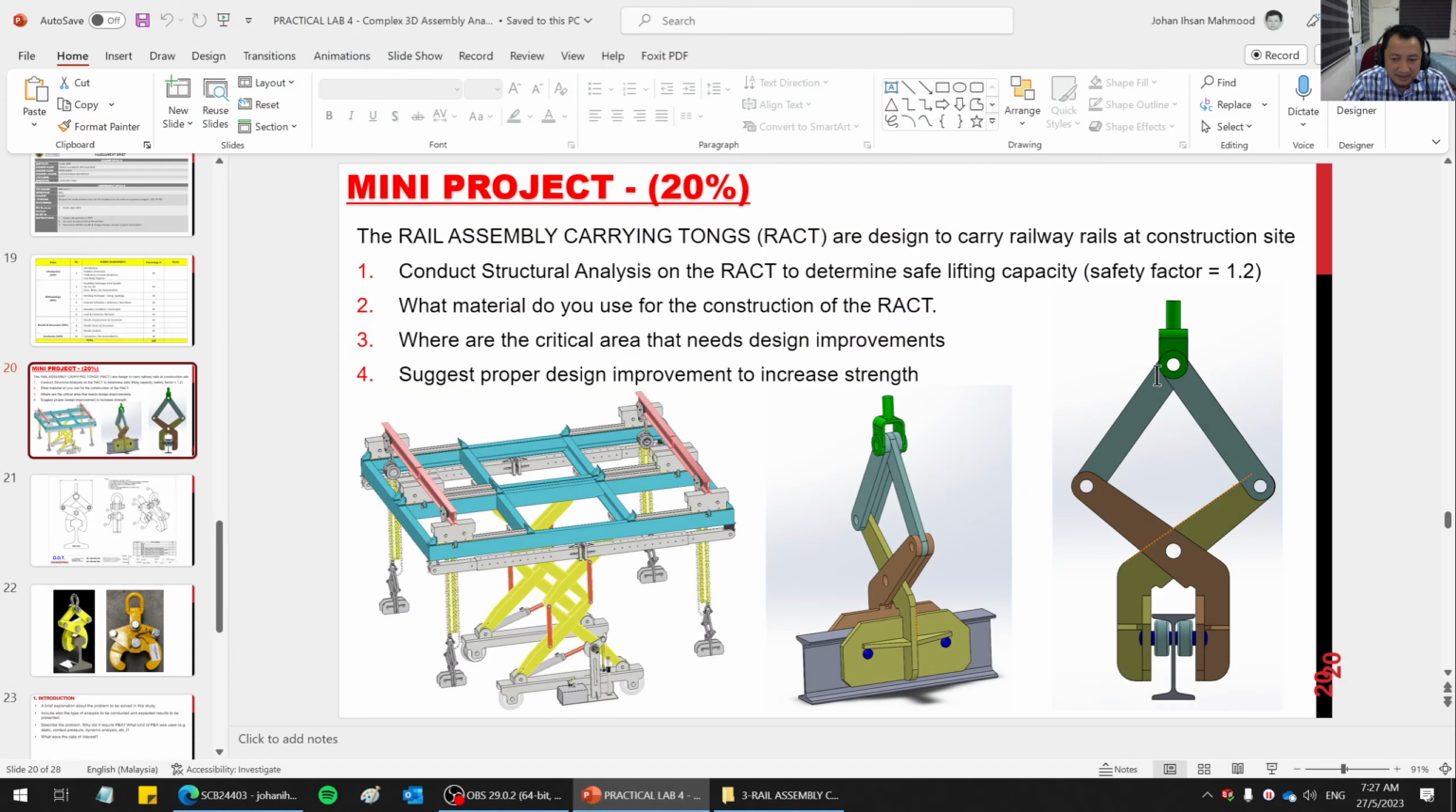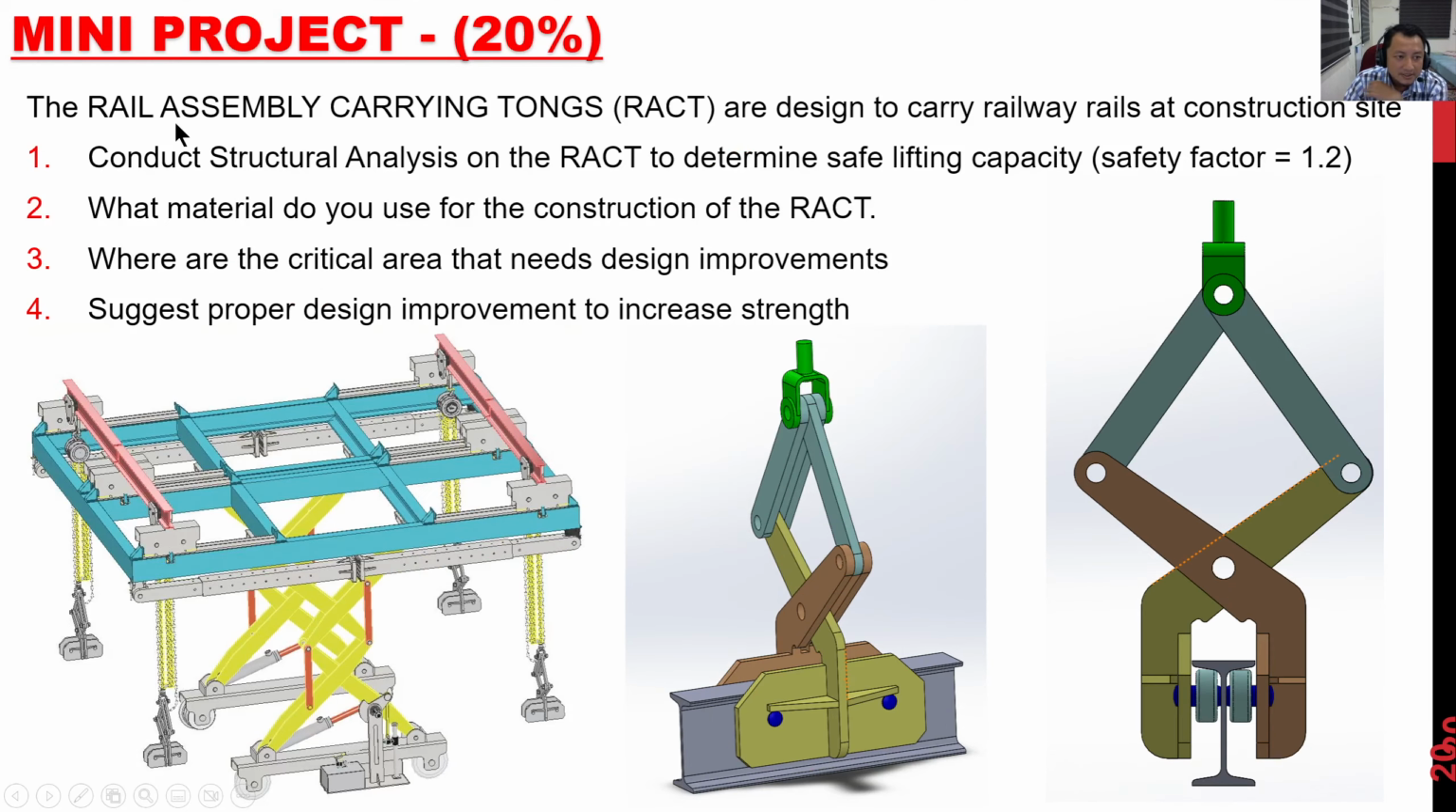So let's inspect what the project is all about. You have the rail assembly carrying tongs, which is designed to carry railways at a construction site. You need to conduct a structural analysis on the RACT to determine the safe lifting capacity. For example, you have a safety factor of 1.2. You need to determine on your own what kind of material you are using for the construction of the carrying tongs. Choose proper materials.